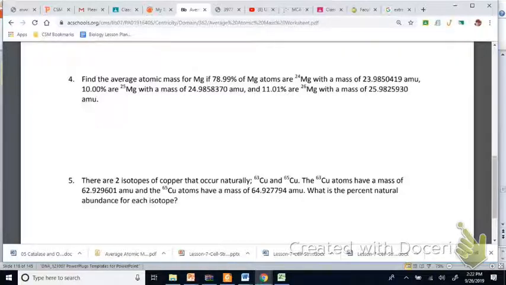Now, if you look at the periodic table, we will find that magnesium is element 12. And I'm running out a little bit of room here, but the mass at the bottom would be 24.3. So that's what our answer should approach.